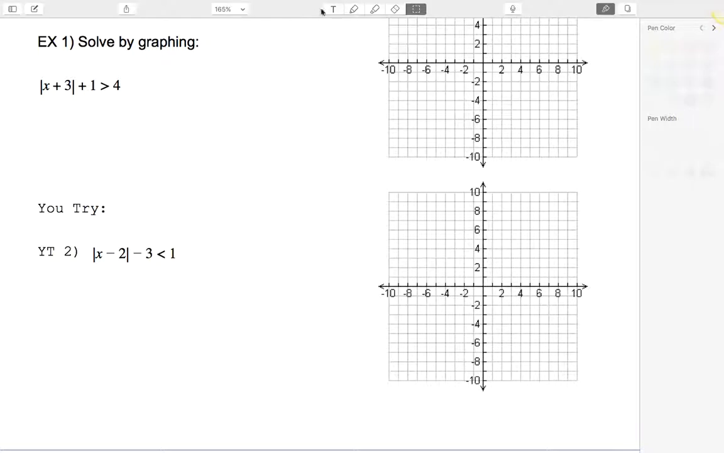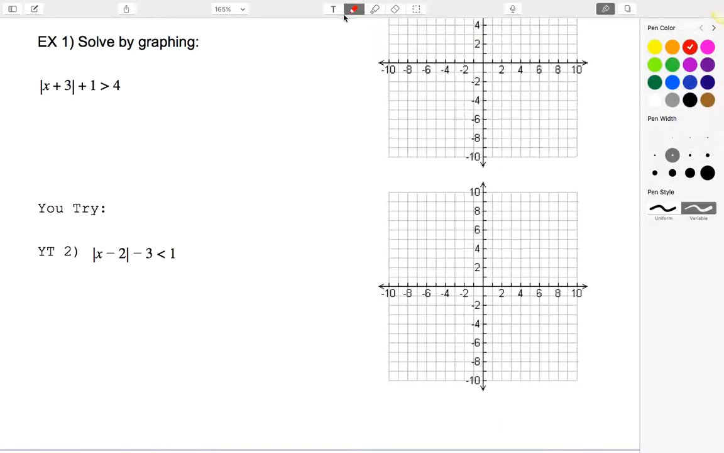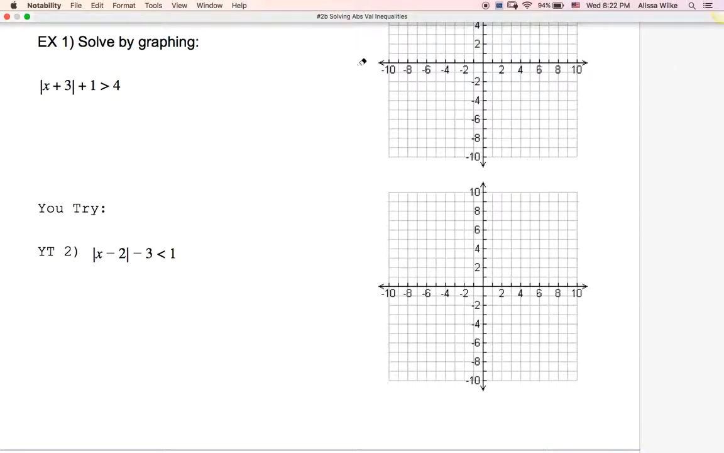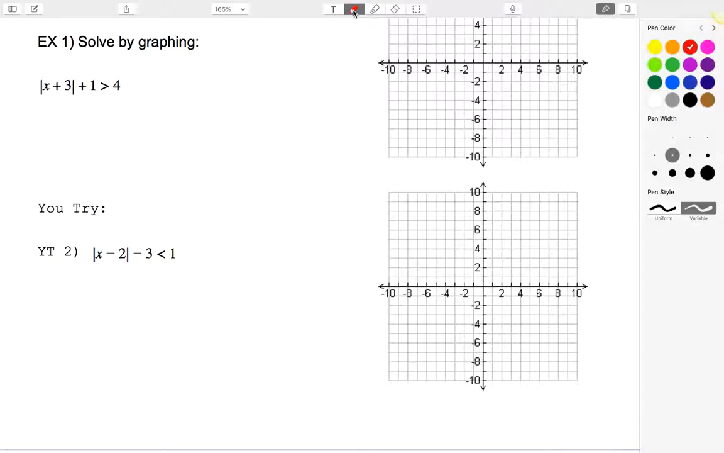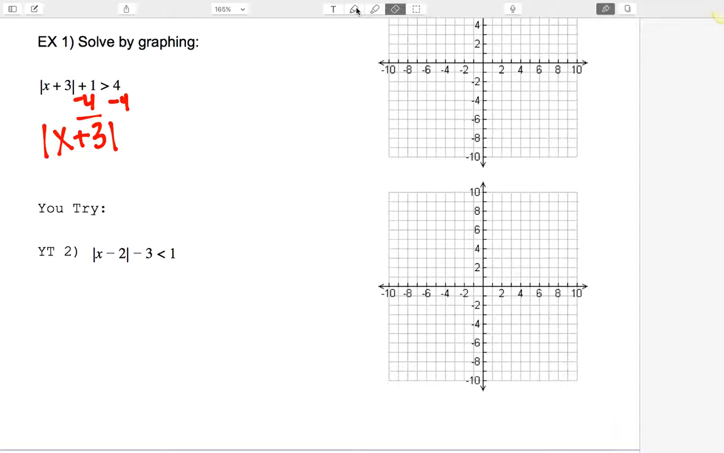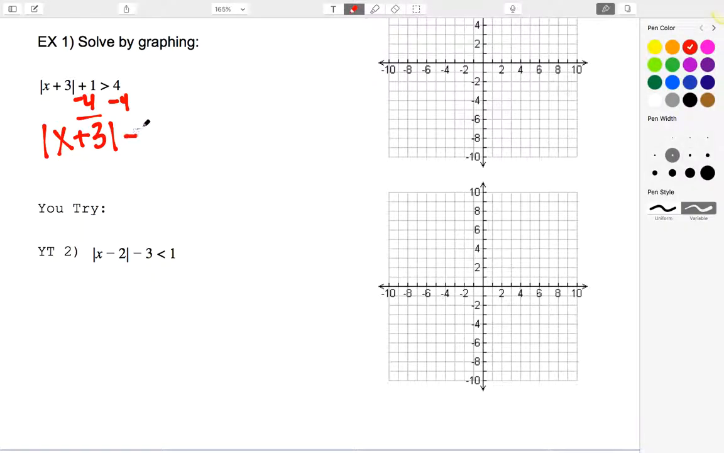First thing that you guys want to do is actually get it equal to 0. I need one side to be 0. So in order to do that, I'm going to take this 4 and move it across. I'm going to go ahead and subtract 4 across. And I'm going to have the absolute value of x plus 3 is greater than, oh gosh, I forgot. I'm sorry. Not yet. Absolute value of x plus 3 minus 3 is greater than 0.